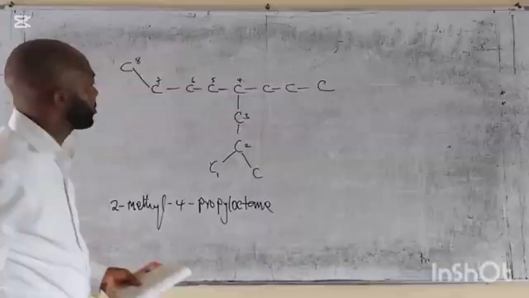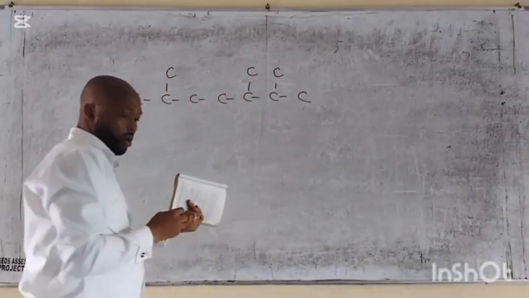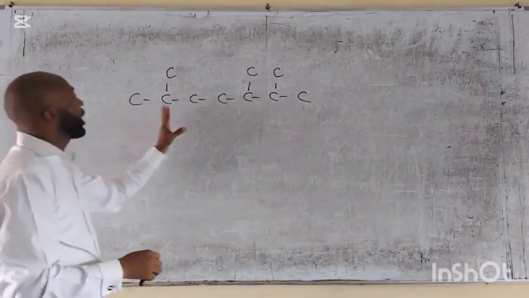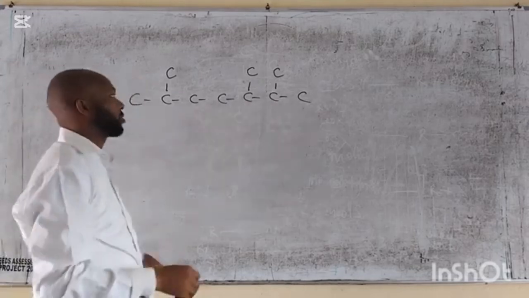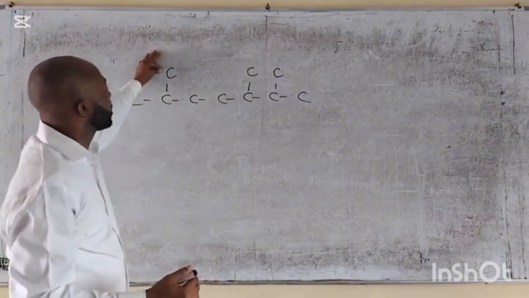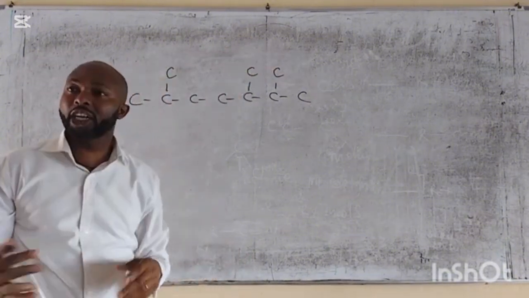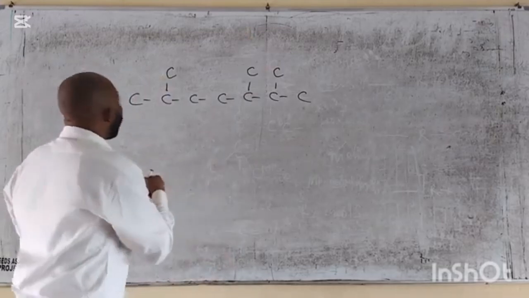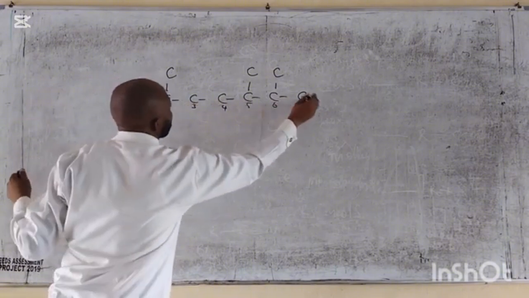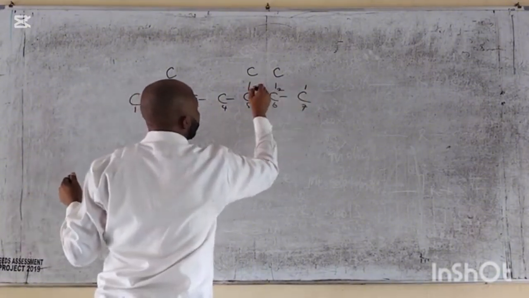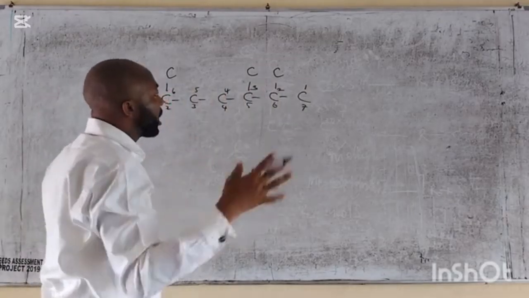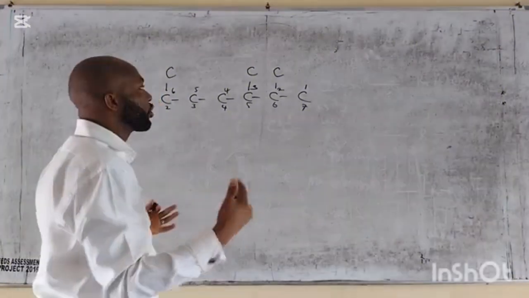Let's go. Let's look at this. Now we have 1, 2, 3, 4, 5, 6, 7 as our parent chain. Now we have methyls all over. We have one methyl here, another one, another one. Now we have to consider the locants. Which one becomes first? If I number from here, 1, 2, 3, 4, 5, 6, 7, or from the other end, 1, 2, 3, 4, 5, 6, 7. From here, let's take the lowest possible number, which will become our locant.